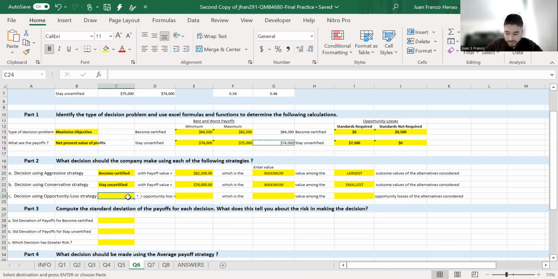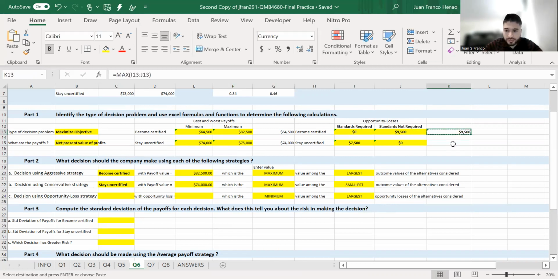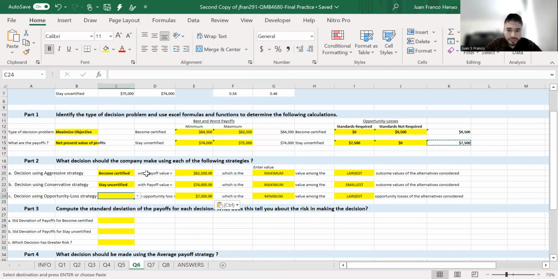Reference set here. And lastly, for the opportunity loss, for the maximized objective, it is the min value among the largest. So largest, min value, and we need to identify it from here. We need the largest, so we use max. Copy the formula, paste it, and we need the minimum value. Okay, the minimum value among the largest. Yes, it is this one. Okay, this corresponds to staying uncertified.